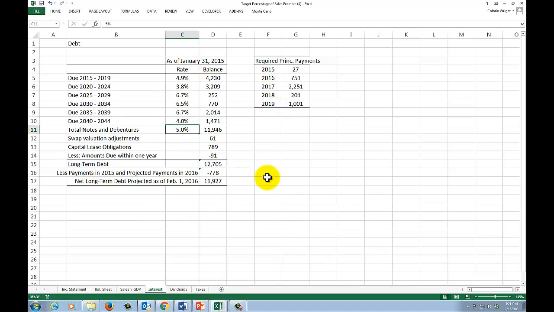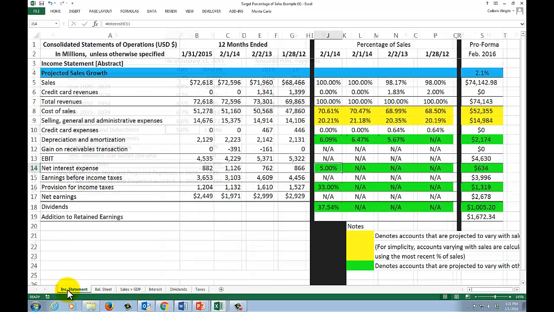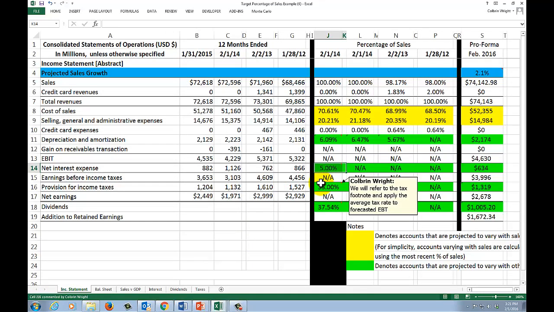I'm going to take that 5% and I'm going to record that on my income statement. So here's my 5% right here. Now again, we said debt was going to be a plug figure on the balance sheet, so we've still got to tinker with that a little bit, but whatever our debt ends up being, we're just going to apply 5% against that, and that will give us our interest expense.